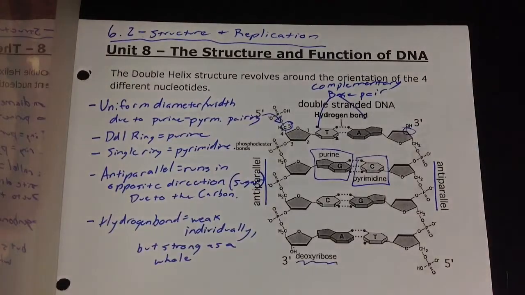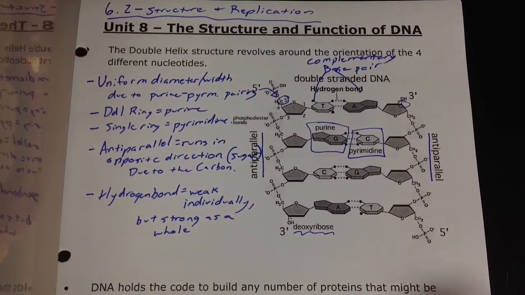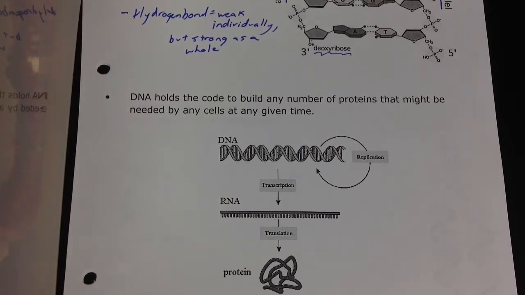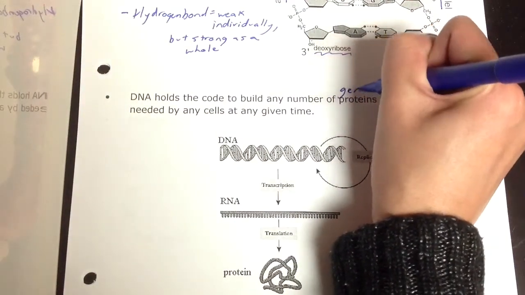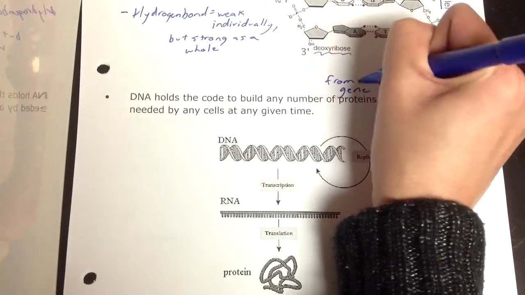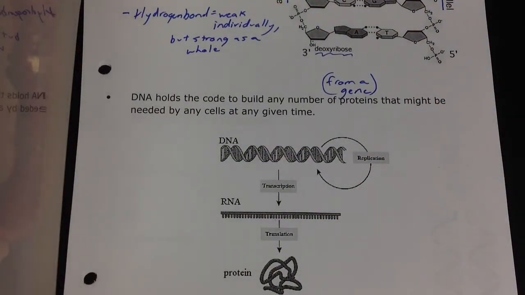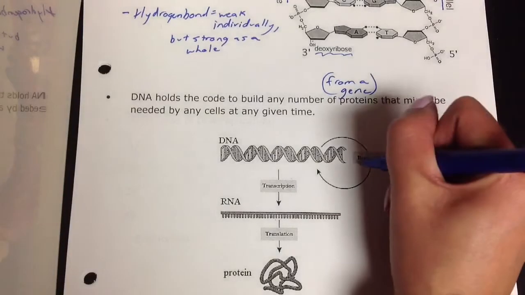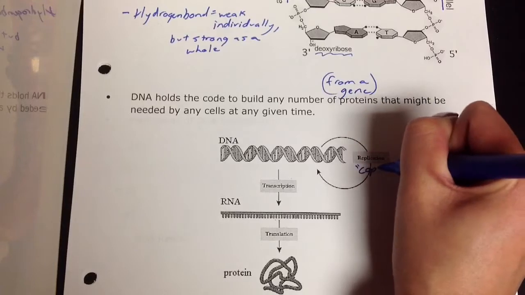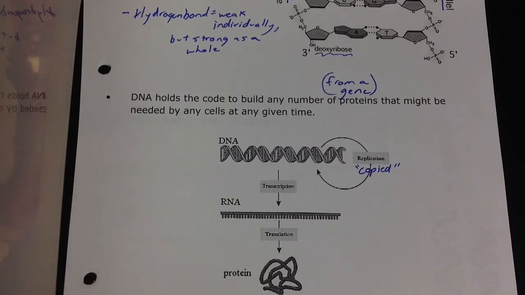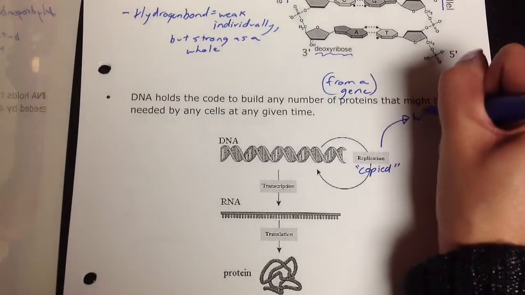Once you've reviewed the structure of DNA, what we need to look at now is the overview. What is the purpose of talking about DNA replication in the molecule? You should be able to remember that DNA holds the code to build any number of proteins, and this protein code comes from a gene, and that might be needed by any cell at any given time. We're really going to focus here on DNA replication, where the DNA is copied. Why do we need to copy DNA? Or why do we need to replicate it?